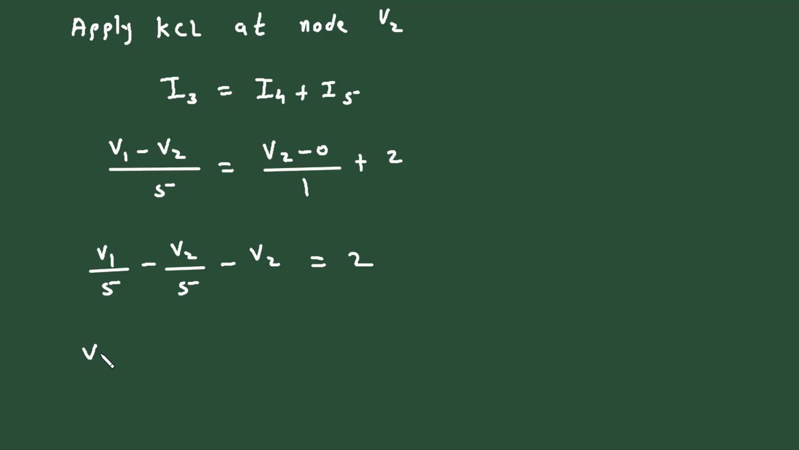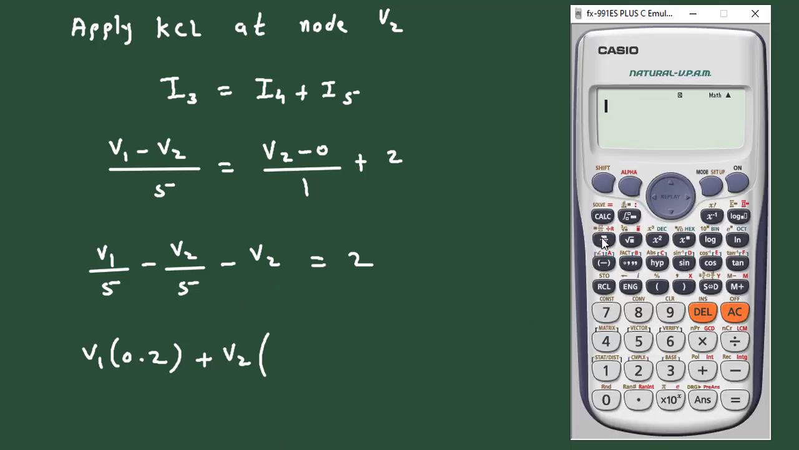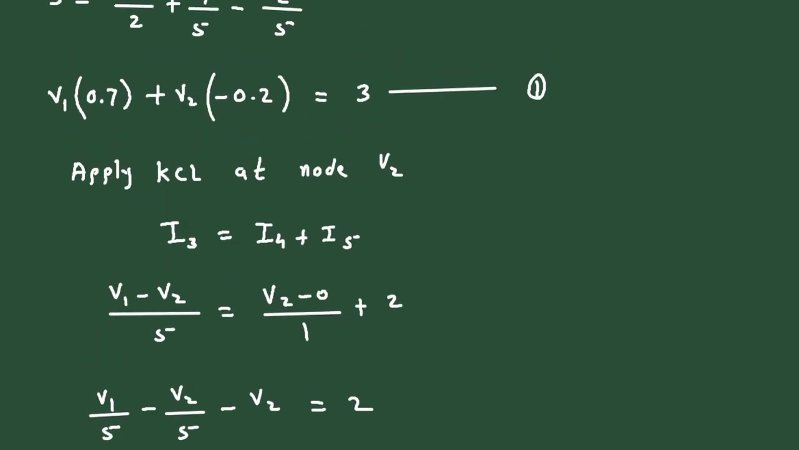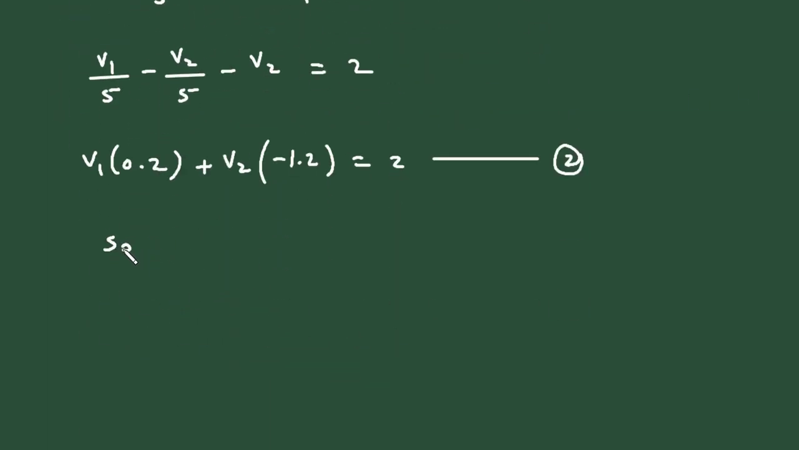So here we can see it will be V1 in bracket 0.2, as 1 by 5 means 0.2. And here if we take V2 common, it will be minus 1 by 5 minus 1, so it is minus 1.2, is equal to 2. Let's say this is equation number 2. Now we got two equations, equation number 1 and equation number 2.